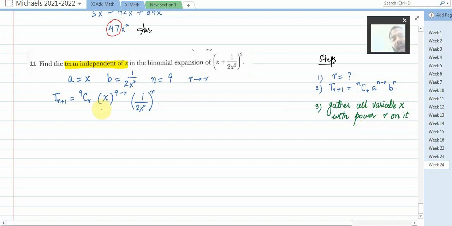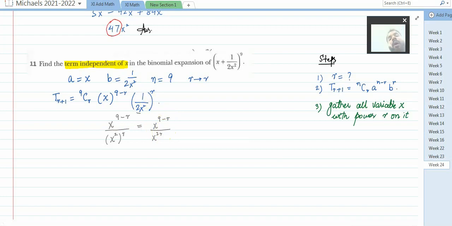So I'm just picking up only x here, right? This one is x to the power 9 minus r, and this one x is what? x power 2 and whole power r. Alright. So we can say that it's x to the power 9 minus r divided by x to the power 2r. With the concept of indices, we know that if the bases are same and they are dividing, you need to subtract their powers.